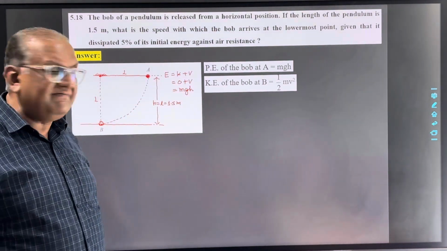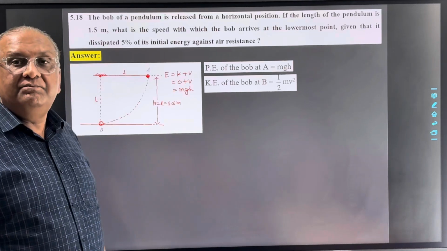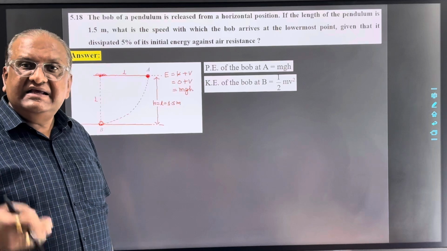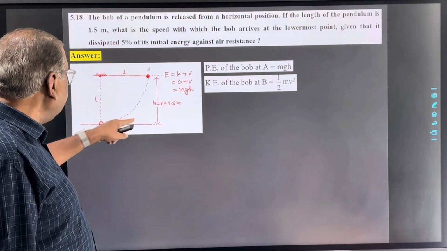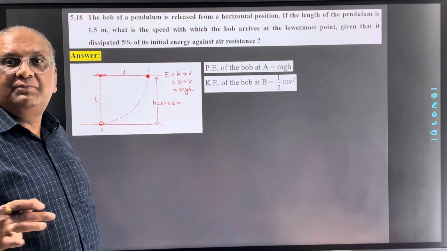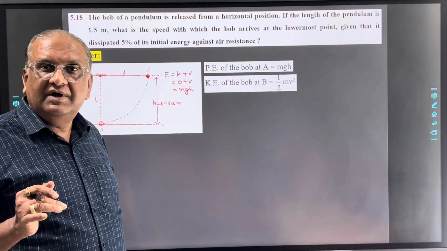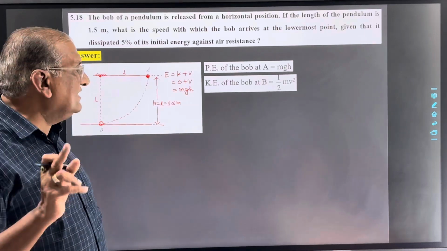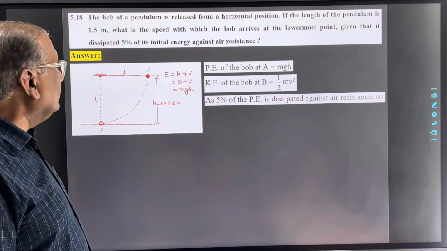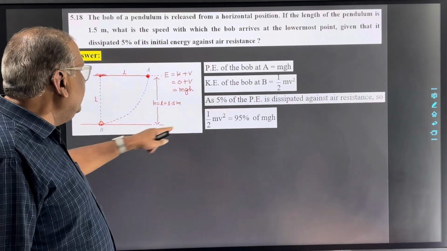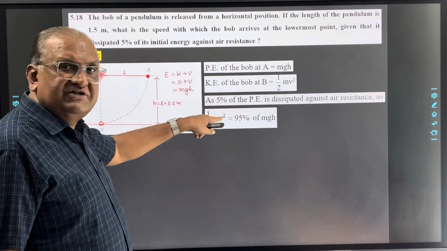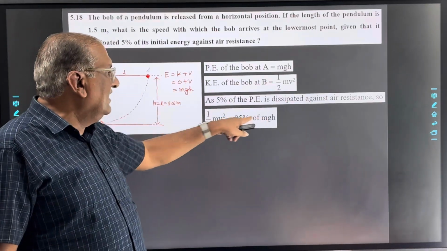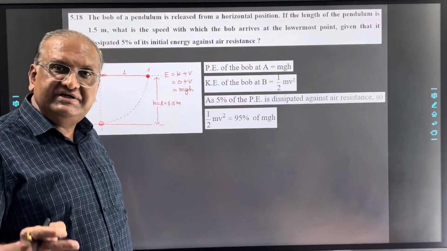It implies that when it reaches B, 95% of its energy is now converted into kinetic energy, because at the lowermost position the potential energy becomes 0. So the entire potential energy will be converted into kinetic energy, but the 5% loss is there. So at position B, the kinetic energy, half mv square, is 95% of the initial energy, and that is 95% of mgh.